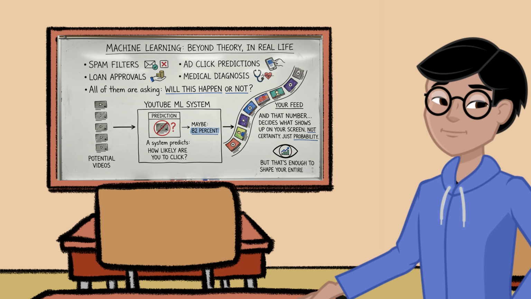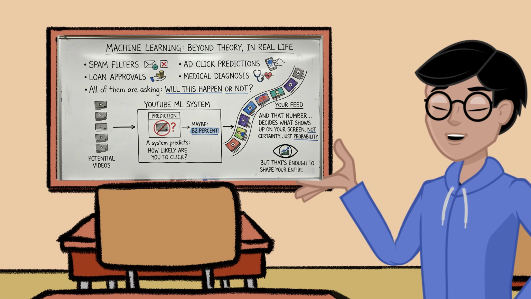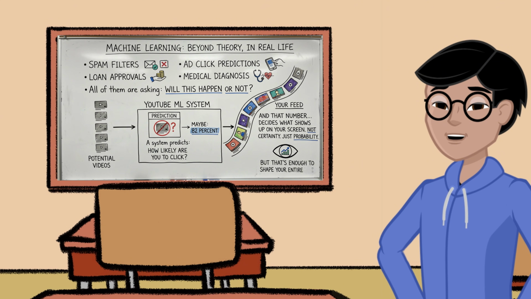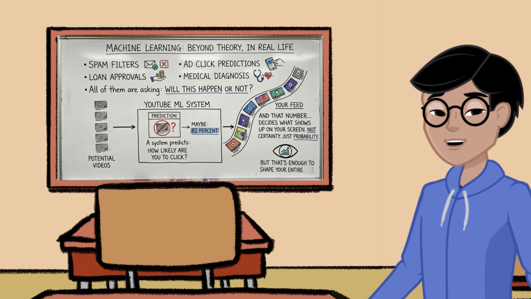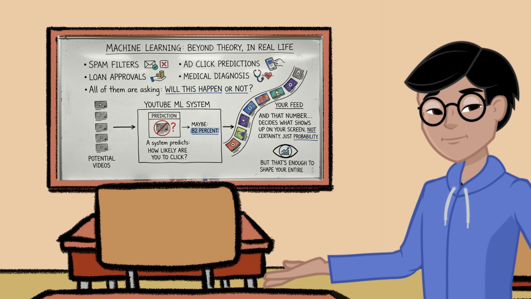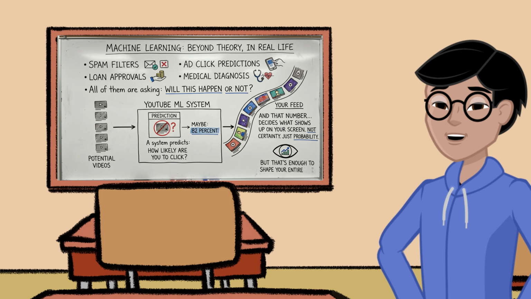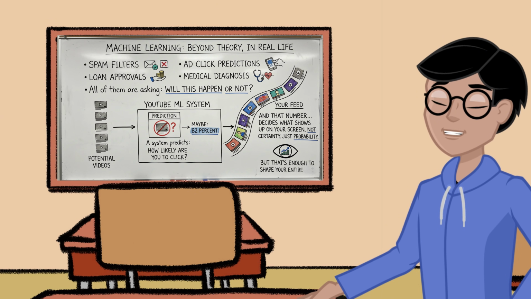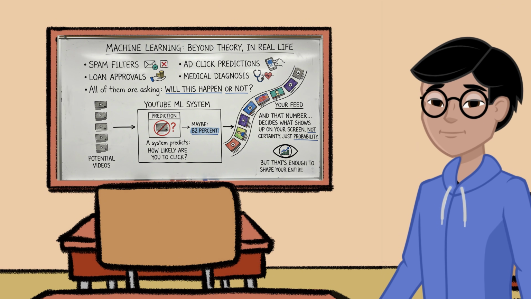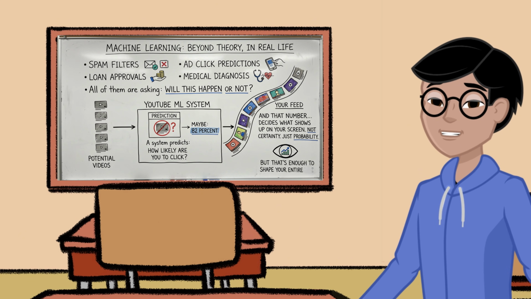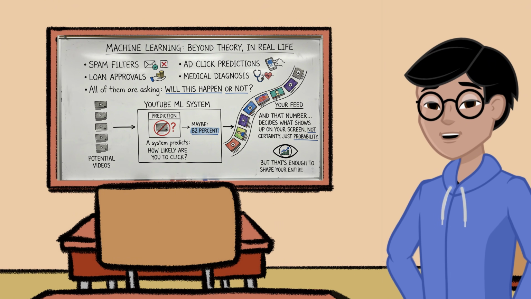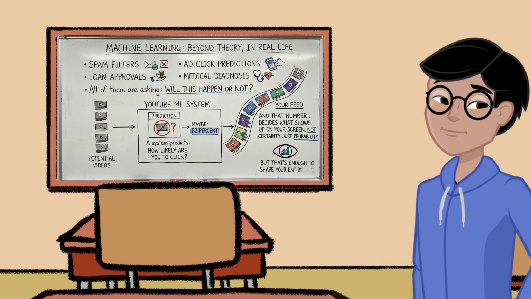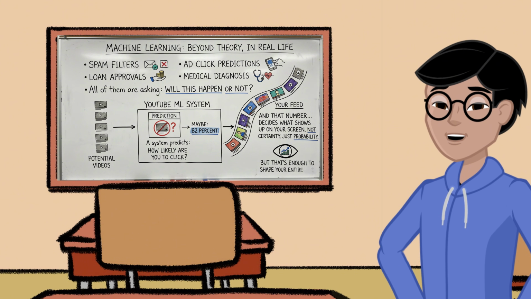This isn't theory. This is everywhere. Every single day you interact with it. Spam filters, loan approvals, ad click predictions, medical diagnosis. All of them are asking, will this happen or not? Think about YouTube. When you see a video, it's not random. A system predicts. How likely are you to click? Maybe 82%. And that number decides what shows up on your screen. Not certainty, just probability. But that's enough to shape your entire feed.